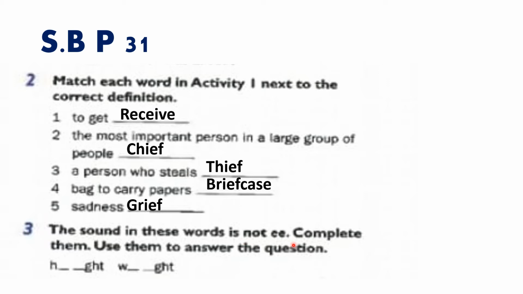Number 3, the sound in these words is not E. We said that we have words that don't follow the rule of the sound E. They are exceptions. Complete them, use them to answer the question. Okay, this is height. And the second word is weight. Bravo.